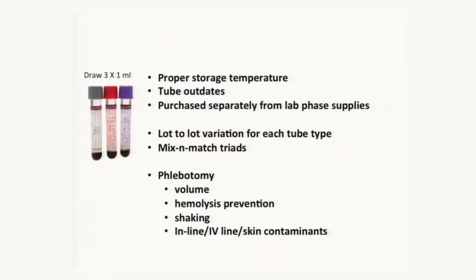Got to be at the right temperature. The tubes have outdates on them. They're purchased by your phlebotomy or your outpatient clinic separately from the in-lab phase. So you've got different people buying things and stocking things. Lot-to-lot variation, yep, that can occur. And then you'll be mixing and matching the 3 elements of the triad, maybe even from different lots. So that adds another level of complication. The phlebotomy itself also needs to be done perfectly. You've got to have 1 mil in there. 0.9 isn't good, 1.1 isn't good because you're changing the concentration of the reactants in there. If the blood hemolyzes, that's a problem.